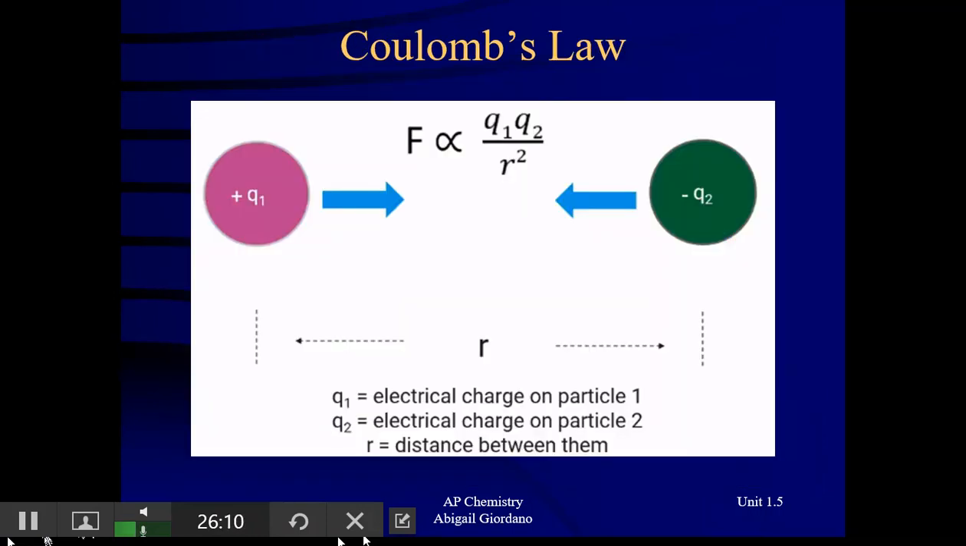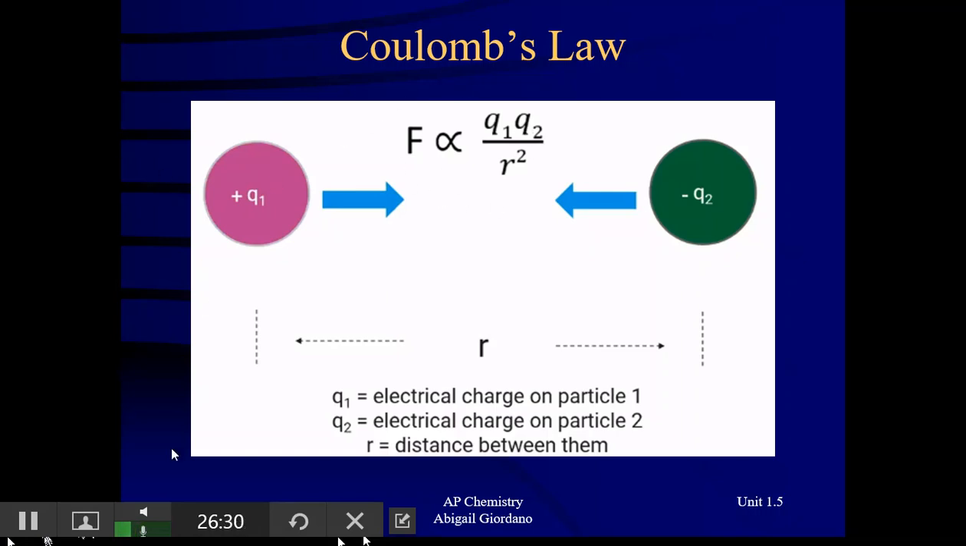All right, so the last part of this, unit 1.5, has to do with Coulomb's law, and this is going to lead us into our next subunit that we're going to talk about, which has a lot to do with periodic trends. Coulomb's law, which is what's written in black right here.